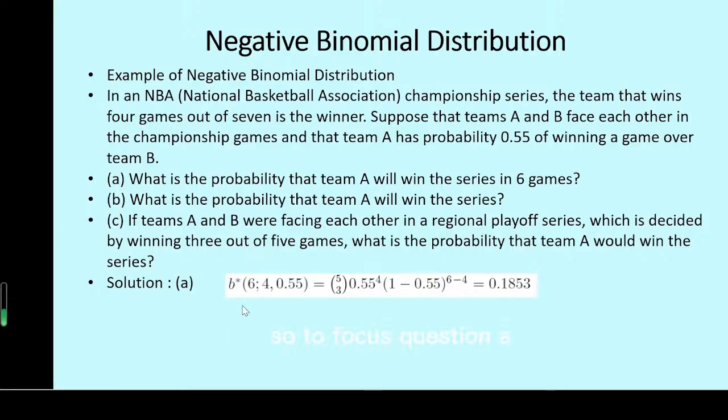For question A, it is a negative binomial distribution with 6, 4, 0.55, right? So 6 trials, the team wins 4, and the success rate is 0.55. So the probability is about 0.1853.